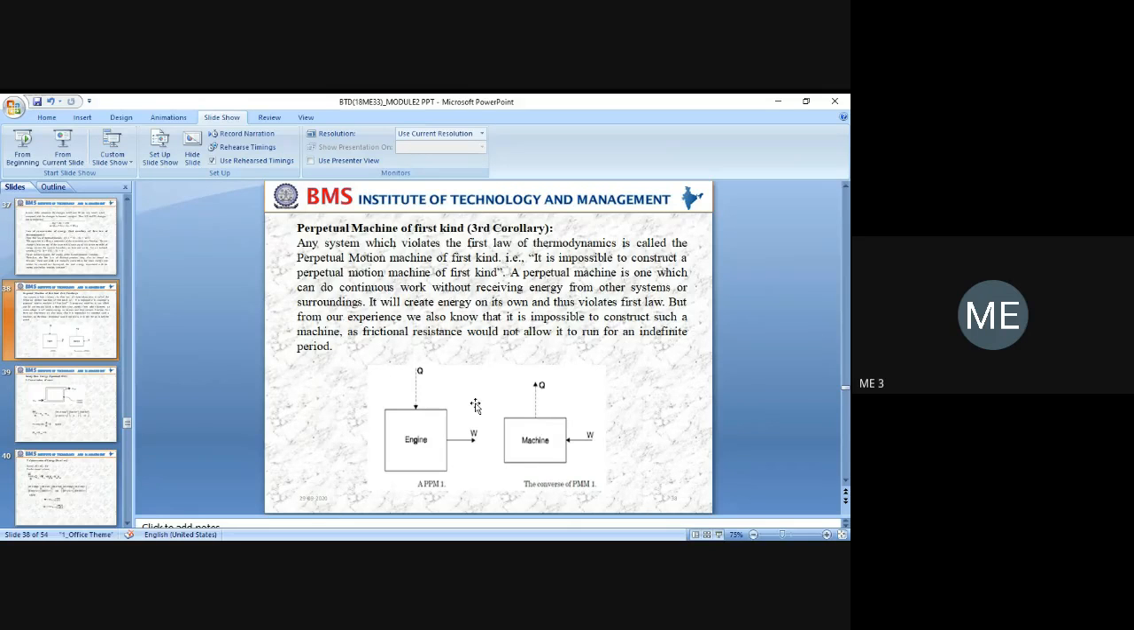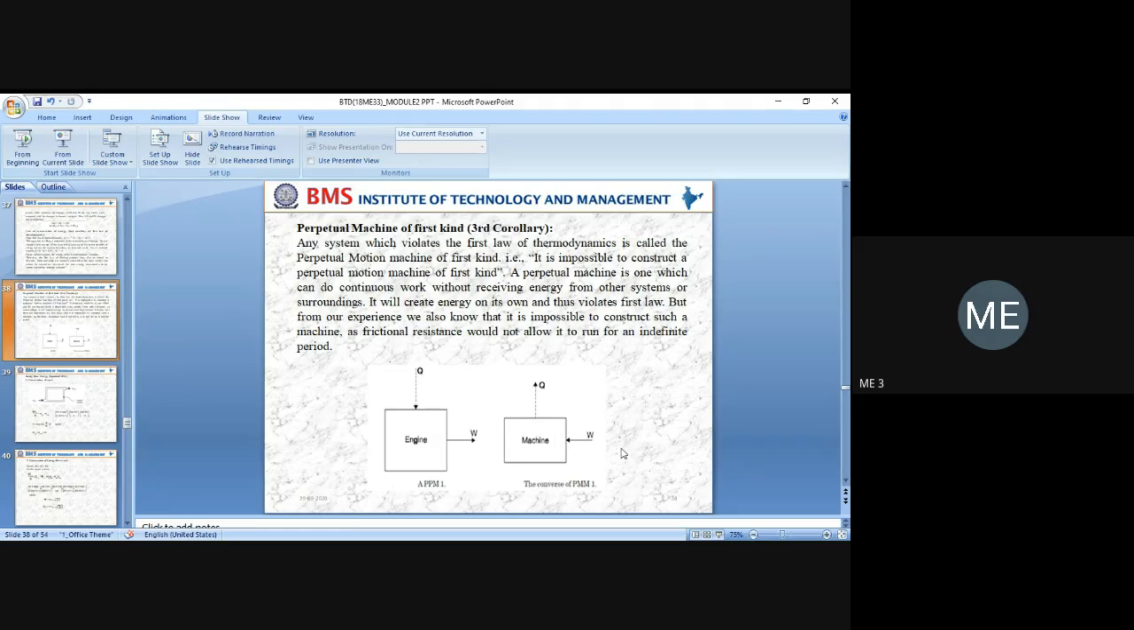Hence, such a machine is not possible, because in order to extract work continuously from the system, there must be a continuous supply of heat to the system. Then only does this engine work. If heat transfer is not there and you try to extract work continuously from the engine, it is not possible. Hence, it violates the first law of thermodynamics. Such a machine we call PMM1, and PMM1 is not possible at all; it is a virtual or imaginary machine.